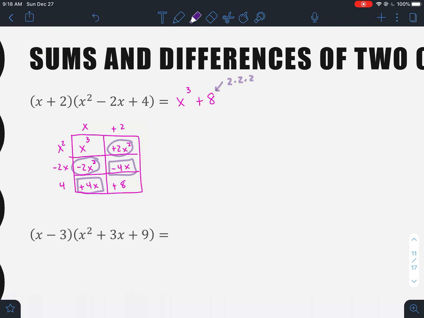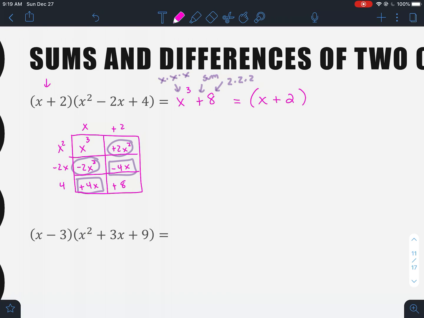So that is going to be a sum of 2 cubes because 8 is 2 times 2 times 2, so that's a perfect cube. And x cubed is x times x times x, so it's a perfect cube. And it's a sum because we're adding in the middle. So what does it look like when you factor it? Well, let's look at the original expression. X cubed plus 8 would be x times x times x plus 2 times 2 times 2.